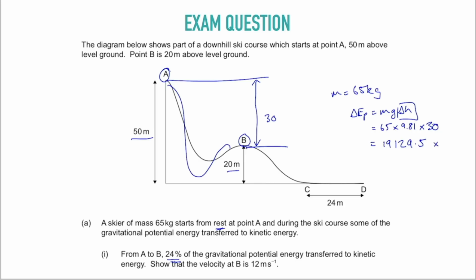I know that 24% of that is transferred to kinetic energy. So 24% of that is equal to 4591.08. That's how much kinetic energy the skier has at B. We then equate that to the formula for kinetic energy to see what the speed is. So half mv squared. So we'll say v squared equals 2 times 4591.08 divided by 65. And the calculation comes out at v equals 11.88.